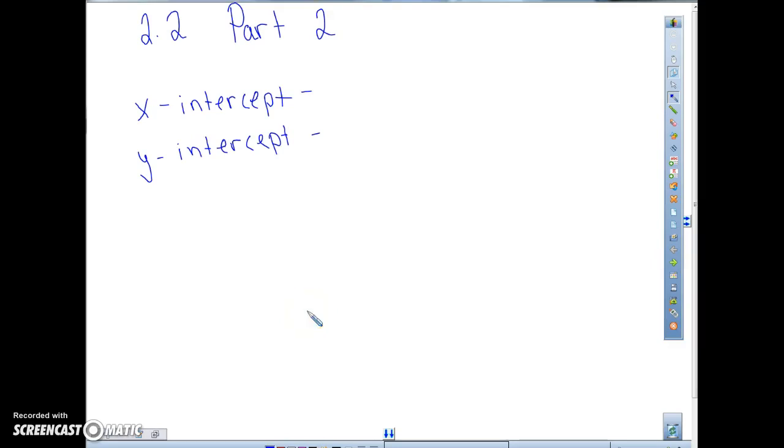This is Algebra 2, 2.2, Part 2. We just have a couple problems to finish up, and one main concept here is x-intercept and y-intercept. When you are asked what is an x-intercept, it means that you have a line.